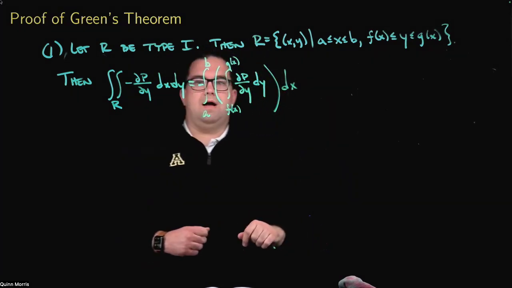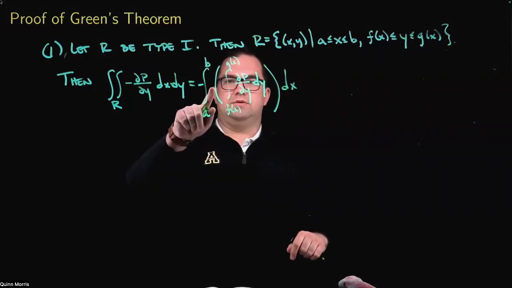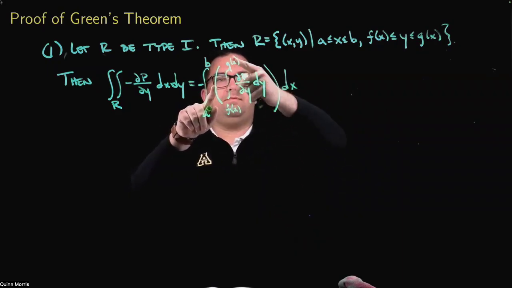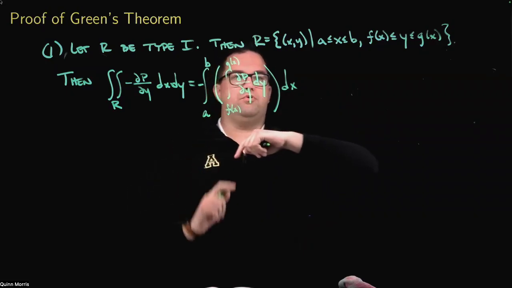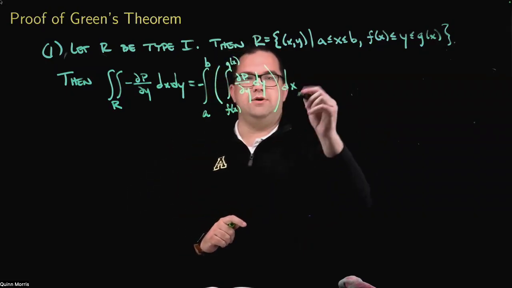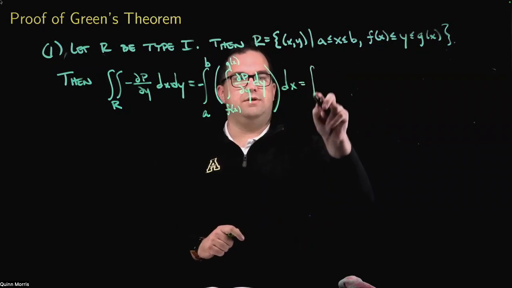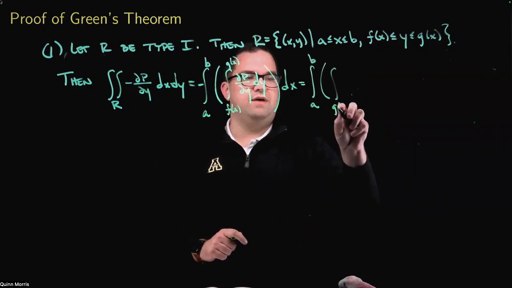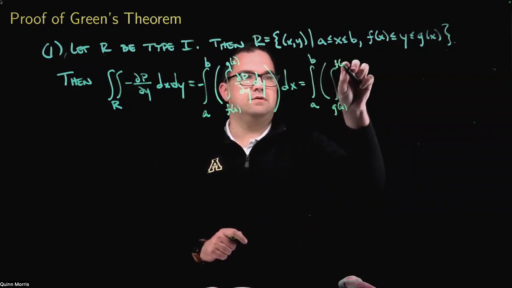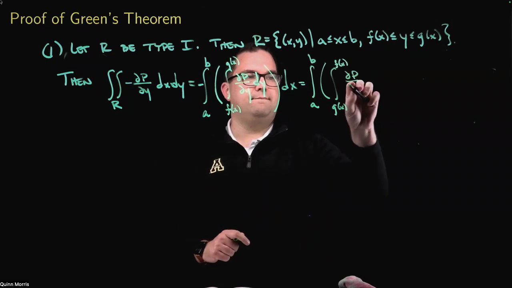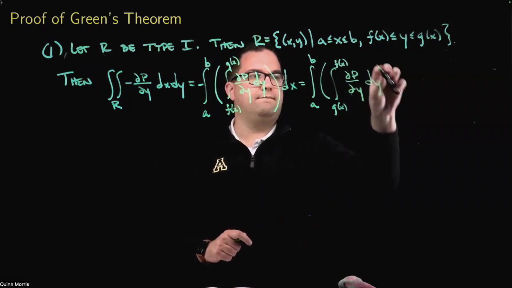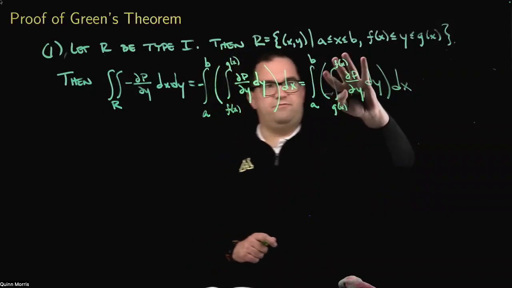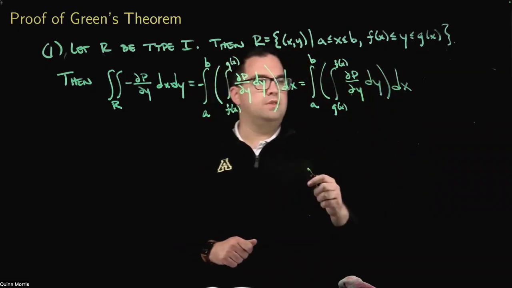Now, I'm going to move this negative back inside the first integral of these iterated integrals, and then I'm going to use that negative sign to flip-flop the limits of integration here. So this will actually be equal to the integral from a to b of the integral from g of x to f of x of dp dy, dy, dx.